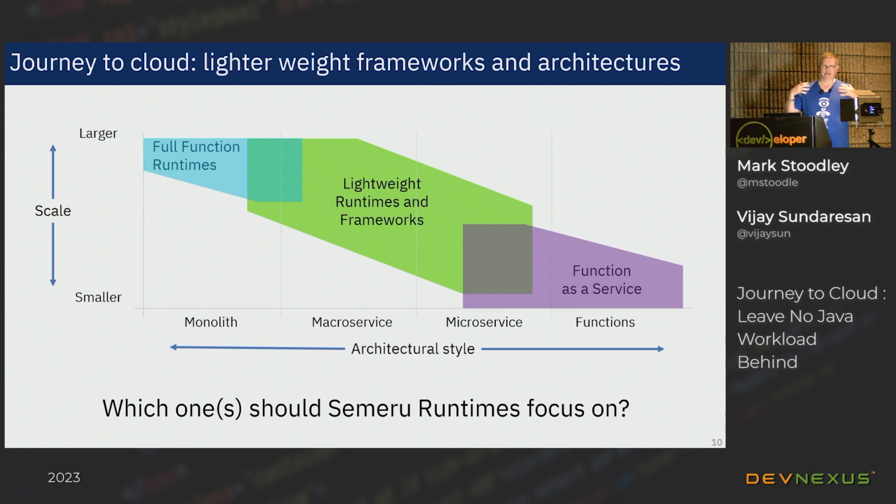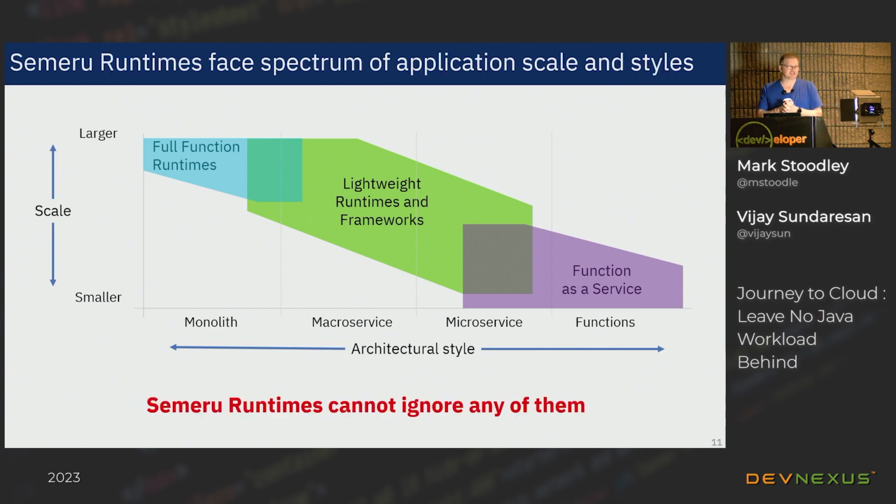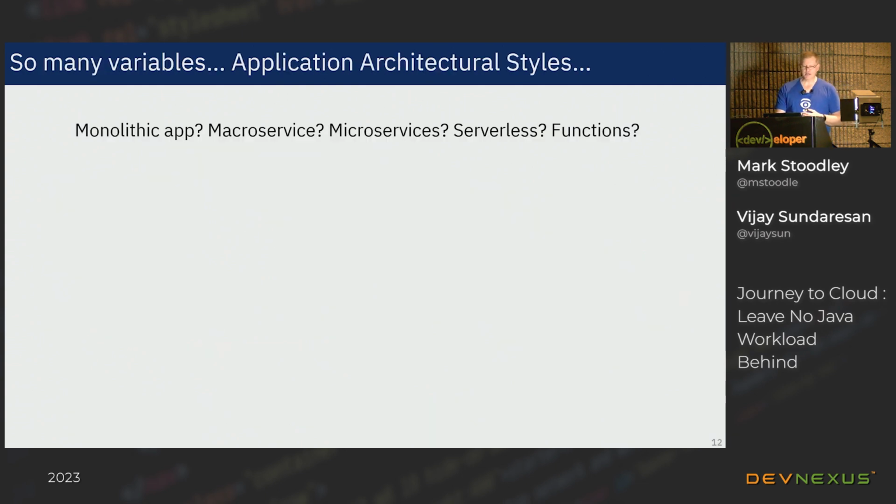So as a team that builds a Java distribution that's going to be used by our customers, we have to ask ourselves, what should we be focusing on in this space? And unfortunately, the answer is that we can't really ignore any of them. And I'll try to explain why that is.